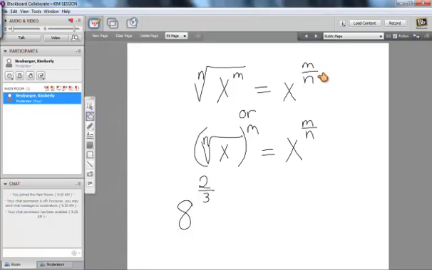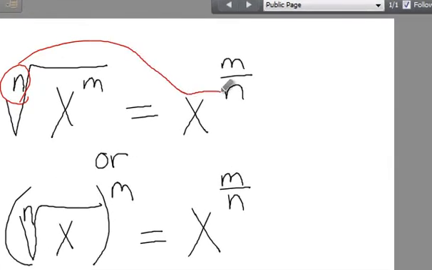When we take a look at this, what you want to notice is that this fraction, the denominator of it, is actually telling you that you have a root, which means you're doing a root of something raised to the exponent, which is the numerator. So you'll want to take note that in this rule, the root here is always going to be the denominator of your fractional exponent, and the exponent here is going to be the numerator of that fractional exponent, and that will always be the case.